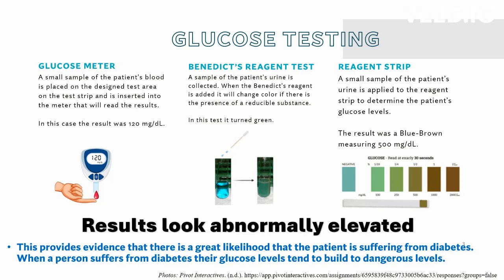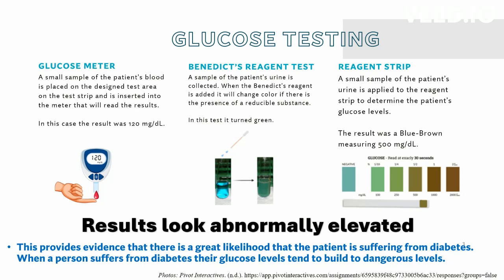Next, the Benedict reagent test was conducted. A sample of the patient's urine was collected. The Benedict reagent was added. The liquid changes color as the copper reacts to the aldehyde group in glucose, oxidizing into carboxylic acid. In this patient's case, there was a change. The liquid turned green.